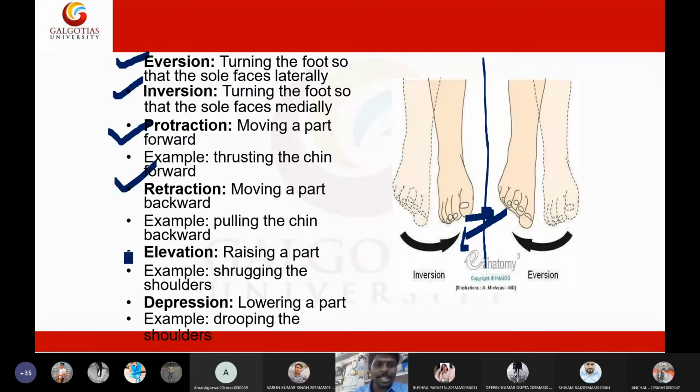Then we have elevation. Elevation means simply your shoulders. If you elevate your shoulders like this, then that movement is called elevation. And if you are bringing your shoulders back to their normal position, that is called depression. So these are the few terms that we will use for movement of the body.